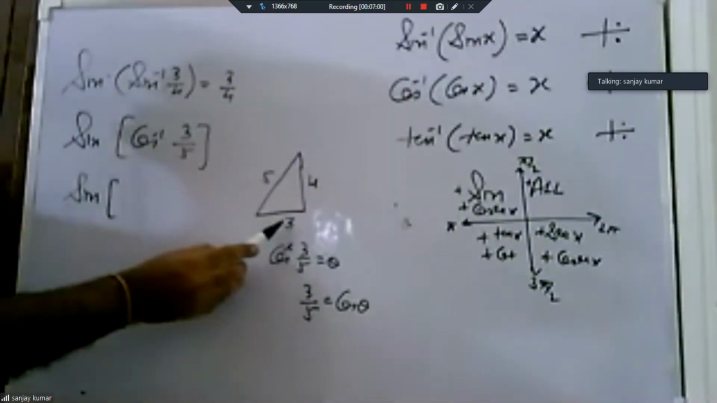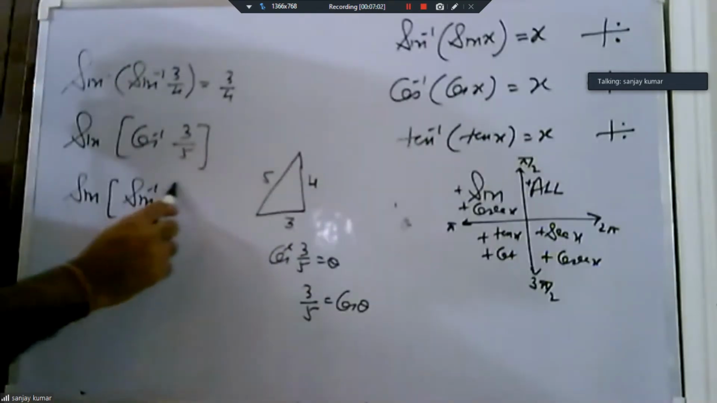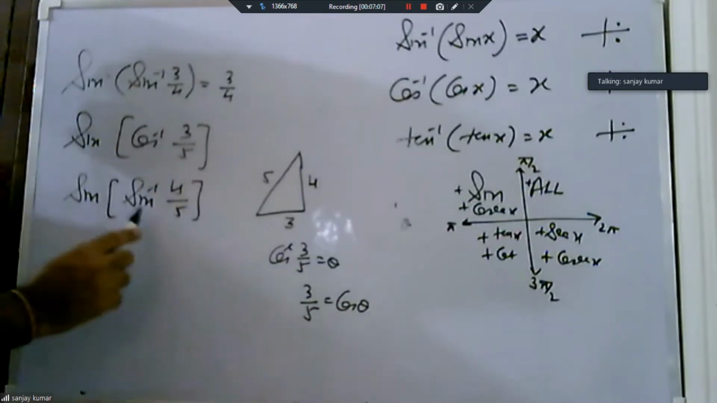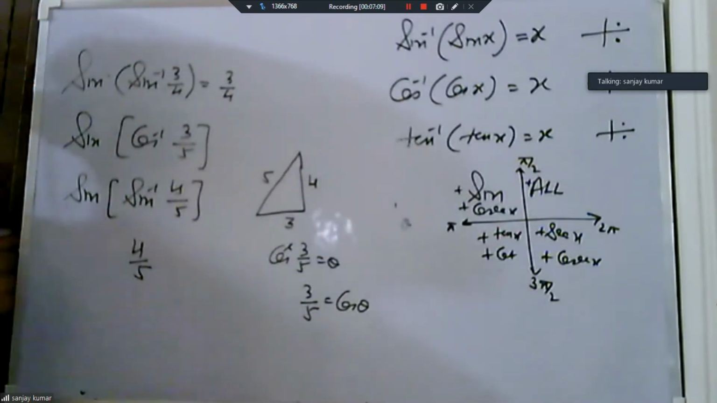Sine, because this can be written as sine inverse 3 by 5. Base, perpendicular upon base, 4 by 5. Now both are sine, so we cancel and we get the answer 4 by 5.